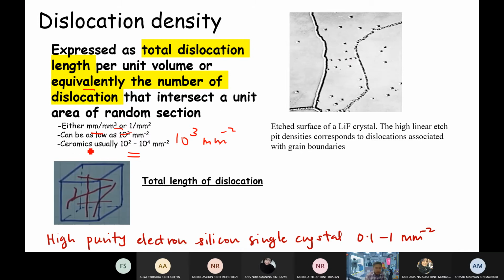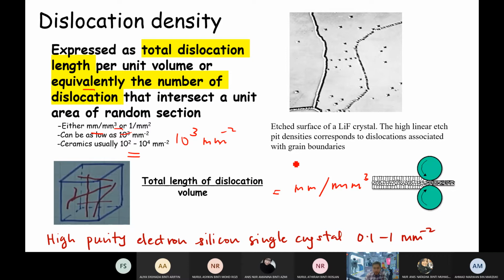So if we look at the figure here, okay, this is how we calculate the dislocation density. For example, we have a total length of a dislocation. You nampak garis-garis ni. We measure all the length. We divide by the volume of this cube. So if this is the way we calculate dislocation density, then the unit will be millimeter per millimeter cube, right?